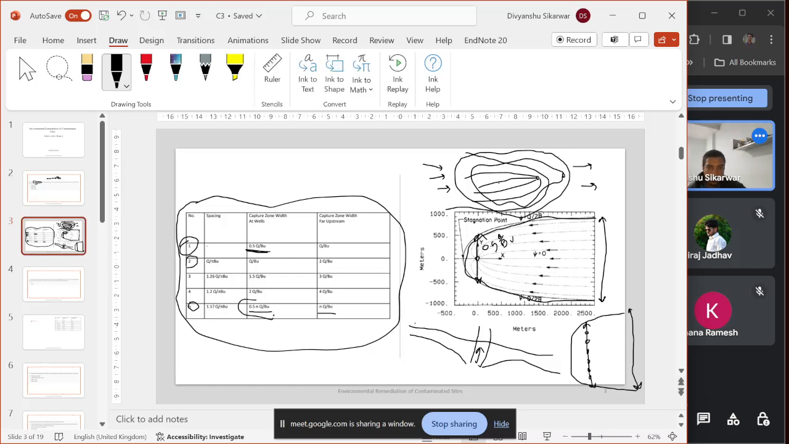This is the formula. Spacing, W, width at well and at upstream. This is the flow direction. So this side will be the upstream, and this side will be the downstream. So upstream width we have to calculate.